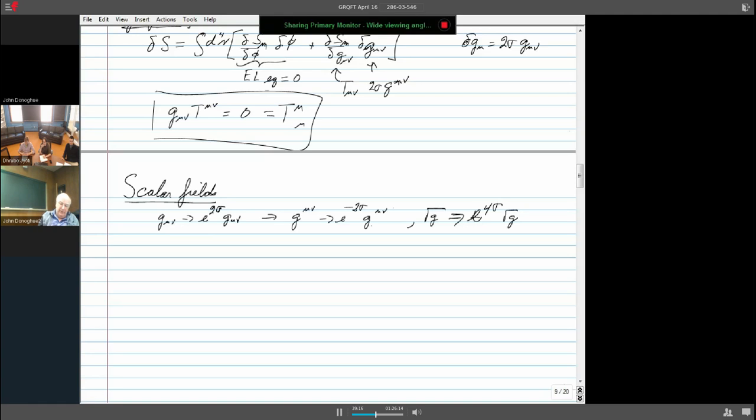For scalar fields, we're going to take G_μν goes to e^(2σ) G_μν. This tells me that G^μν, which is the inverse, goes to e^(-2σ) G^μν. It tells us that the square root of G goes to e^(4σ) square root of G. So that's how the metric changes.